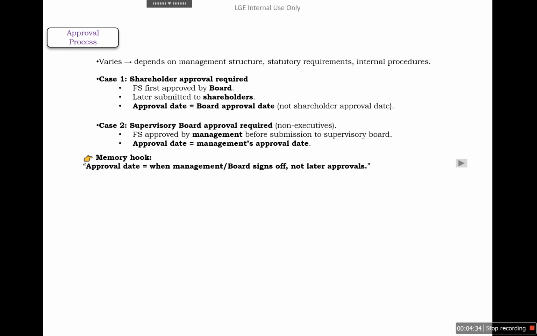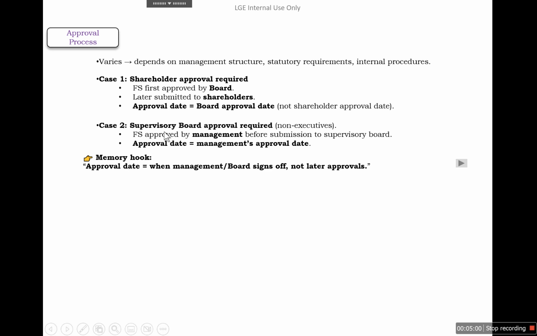The next step is about the approval process of the financial statements. It varies depending on the management structure, statutory requirements, and internal procedures. Case one is where shareholders' approval is required. The financial statements are first approved by the board, and later submitted to shareholders. Here the approval date is considered the date of the board approval, not of the shareholders' approval.